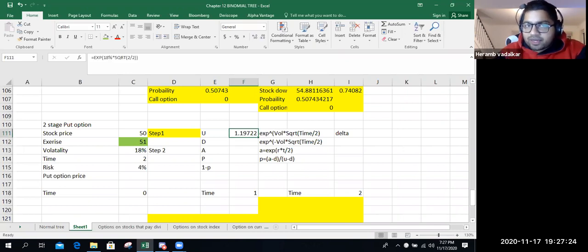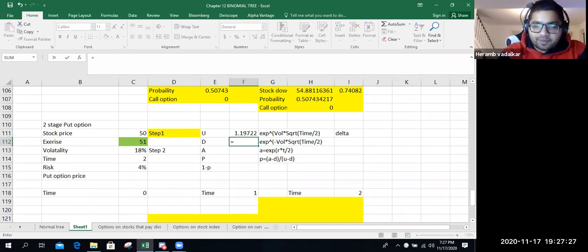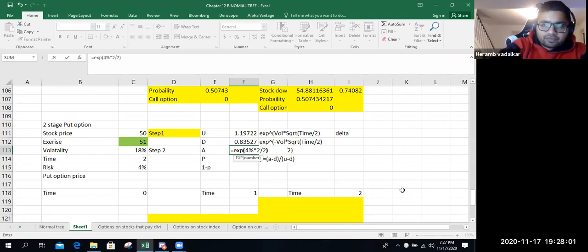Okay, so 1.19 something. D will be exponential volatility 18% times square root of 2 divided by 2. Okay, only thing that I missed out was negative sign. When you put D, you have to put a negative sign. So you have U, you have D. A is calculated as exponential risk-free rate 4% times 2 divided by 2. 2 stage, that's why we are dividing it by 2.